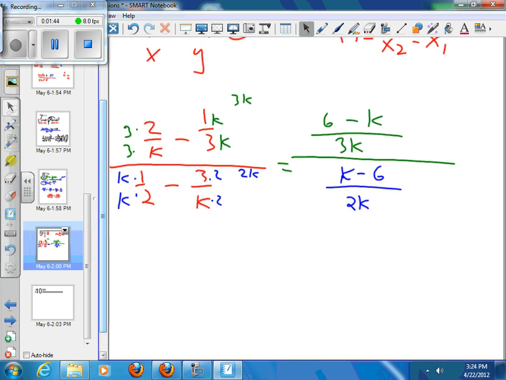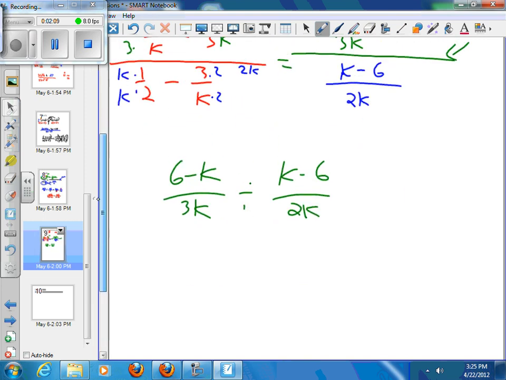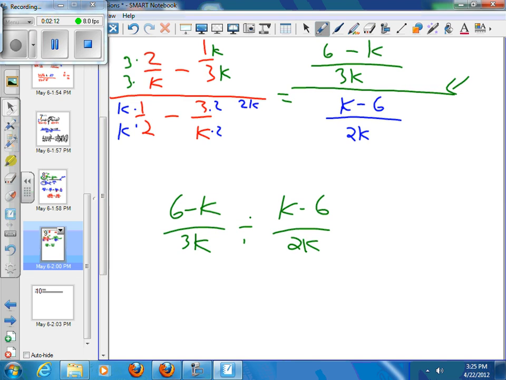Okay, now that I've got it into the complex fractions, we can now recopy it. And if you're getting really good, you know that this means to divide. And since that means to divide, you're going to change it to multiplication and flip. So we've got the 6 minus k over 3k divided by k minus 6 over 2k. All right, going from there, just bring it straight down, taking that big fraction line as a division. And then we're going to go from there and write this as 6 minus k over 3k times the 2k over the k minus 6.